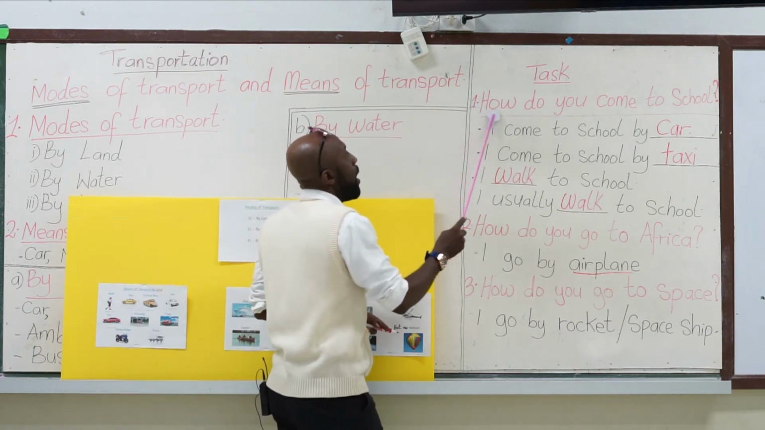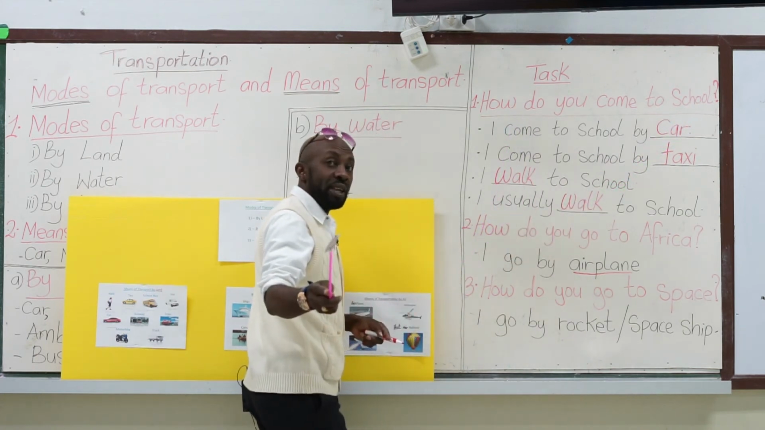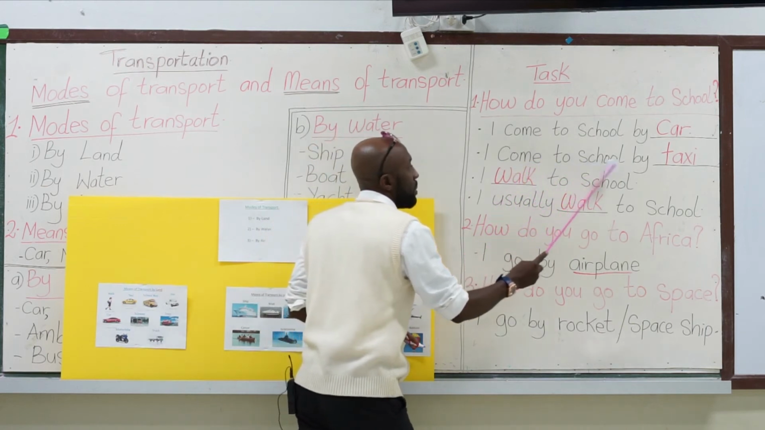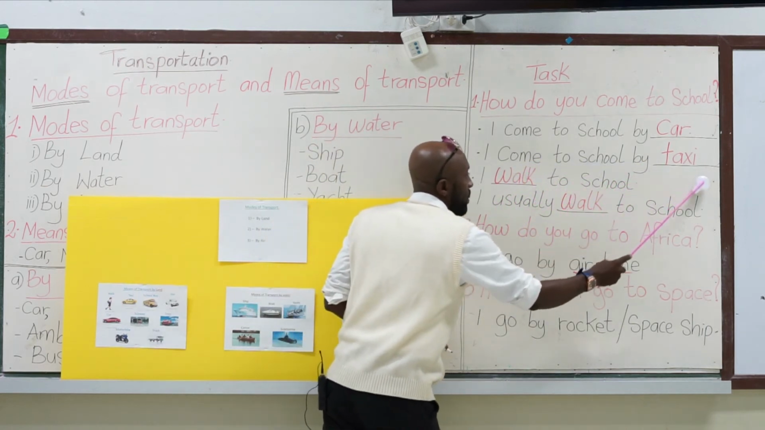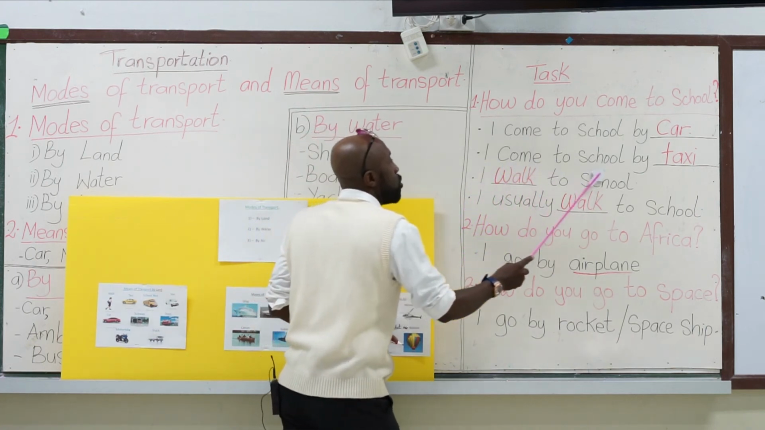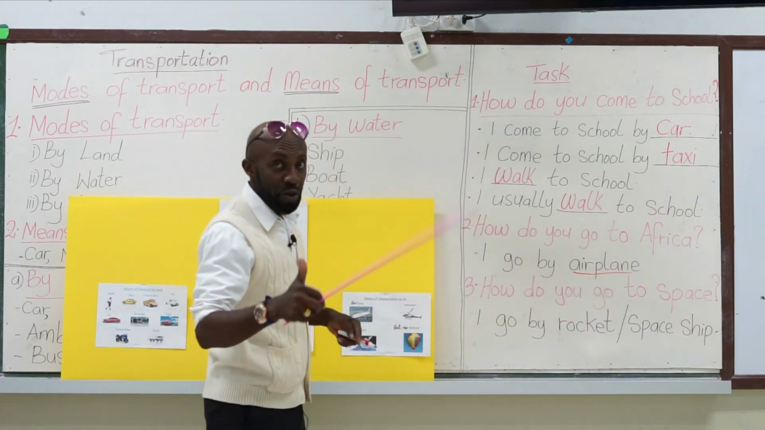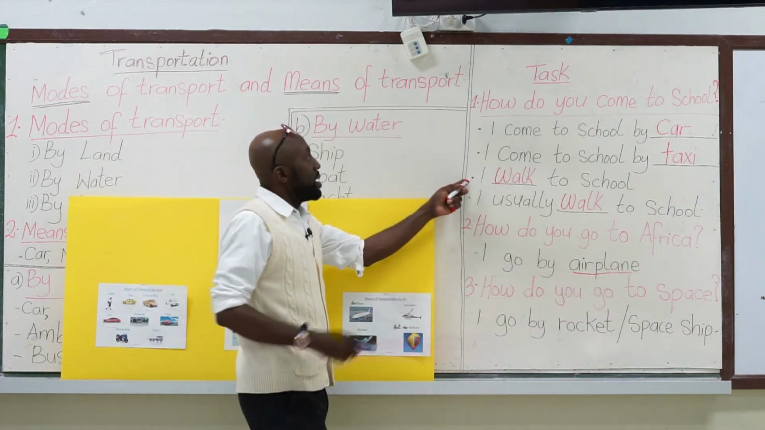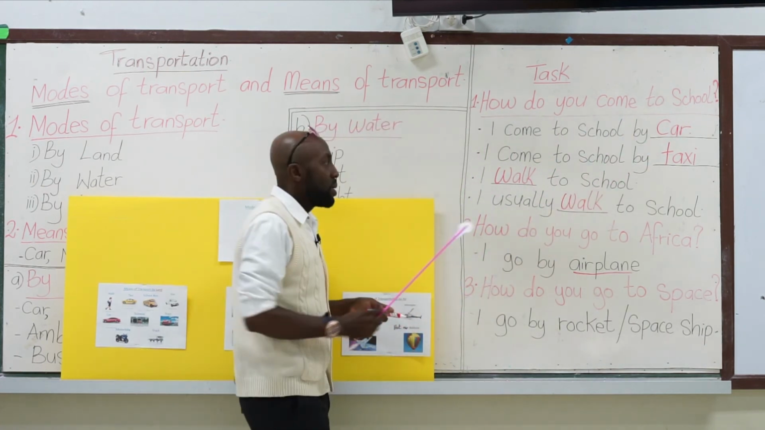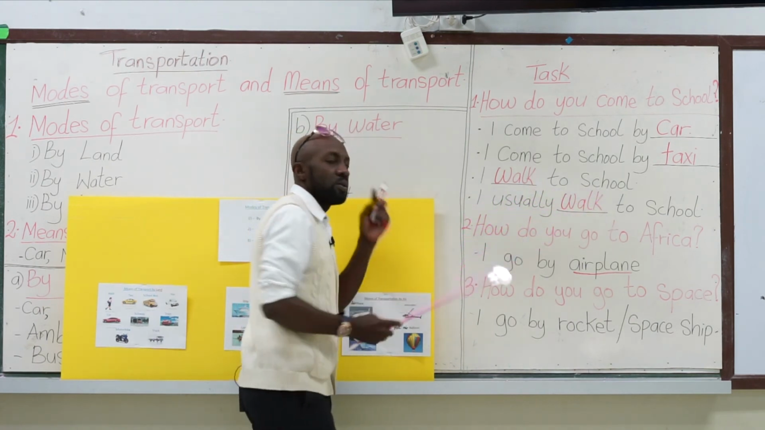Number two, how do you come to school? What do you say? Did you say, I come to school by taxi? If that's what you said, good. Number three, how do you come to school? I walk to school.